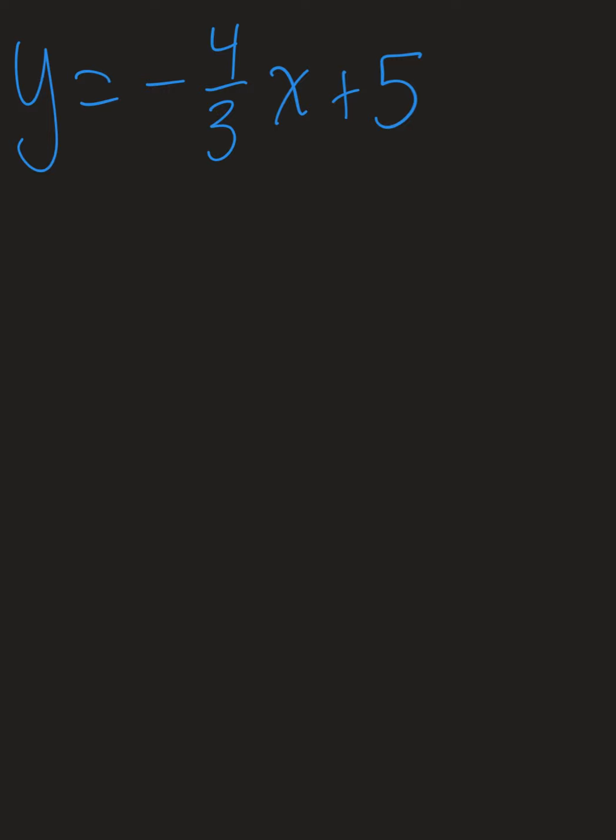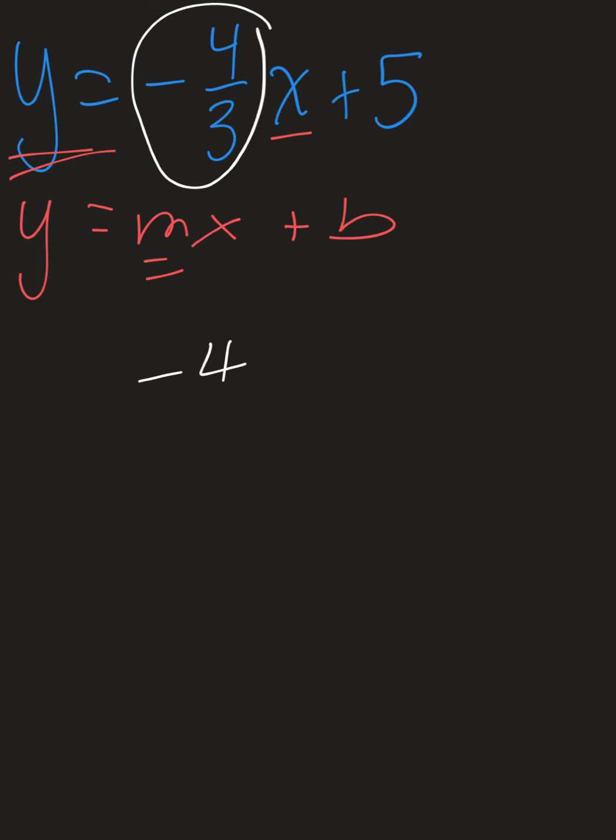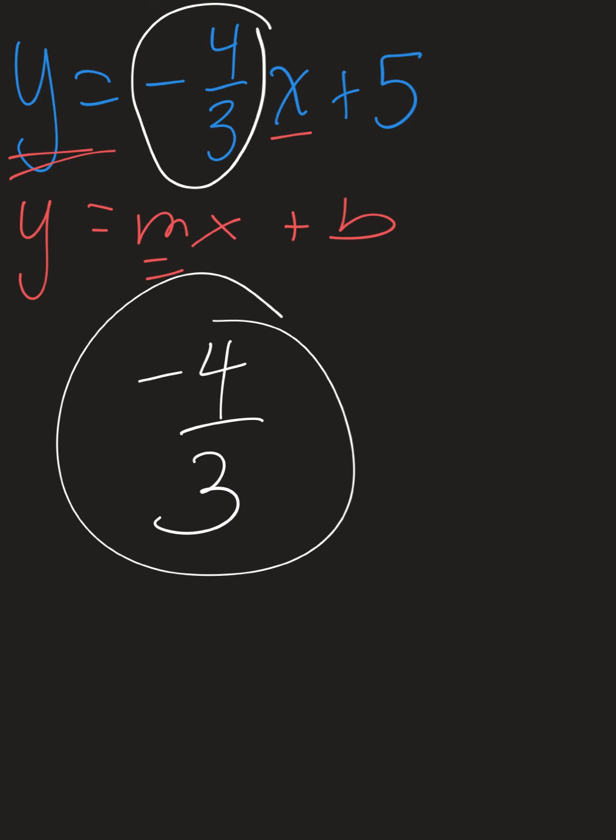Here we have an equation. It is in slope-intercept form where y equals mx plus b. And we look at whatever is with x. So I see here that this is negative 4/3 with x. So that is my slope.